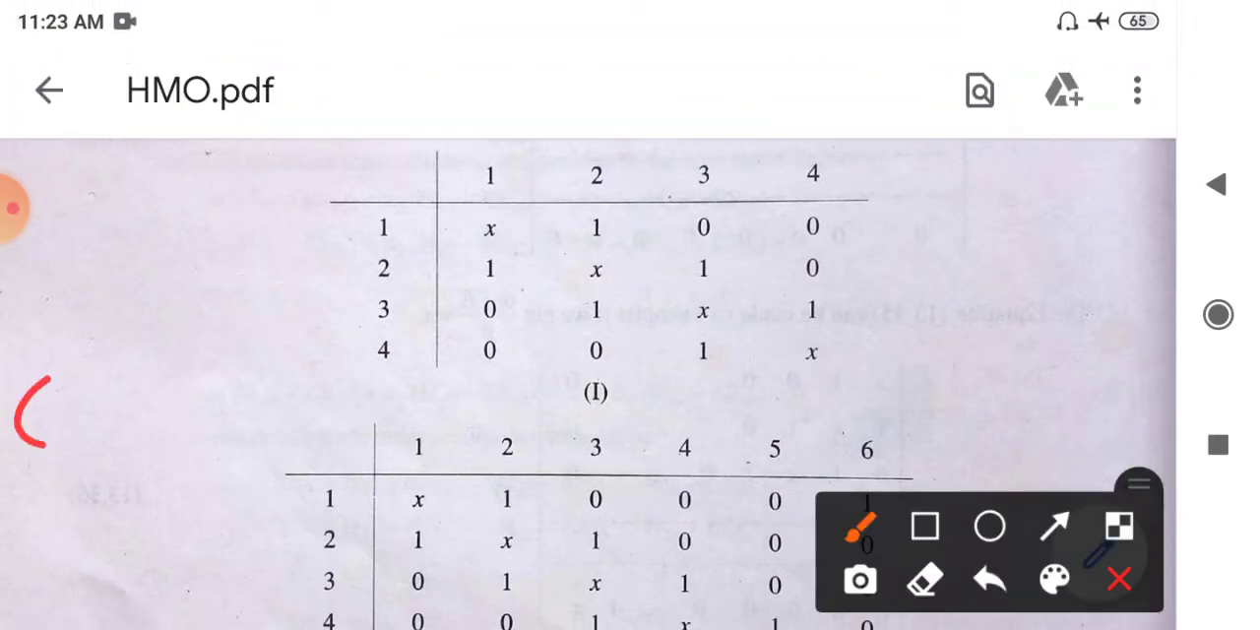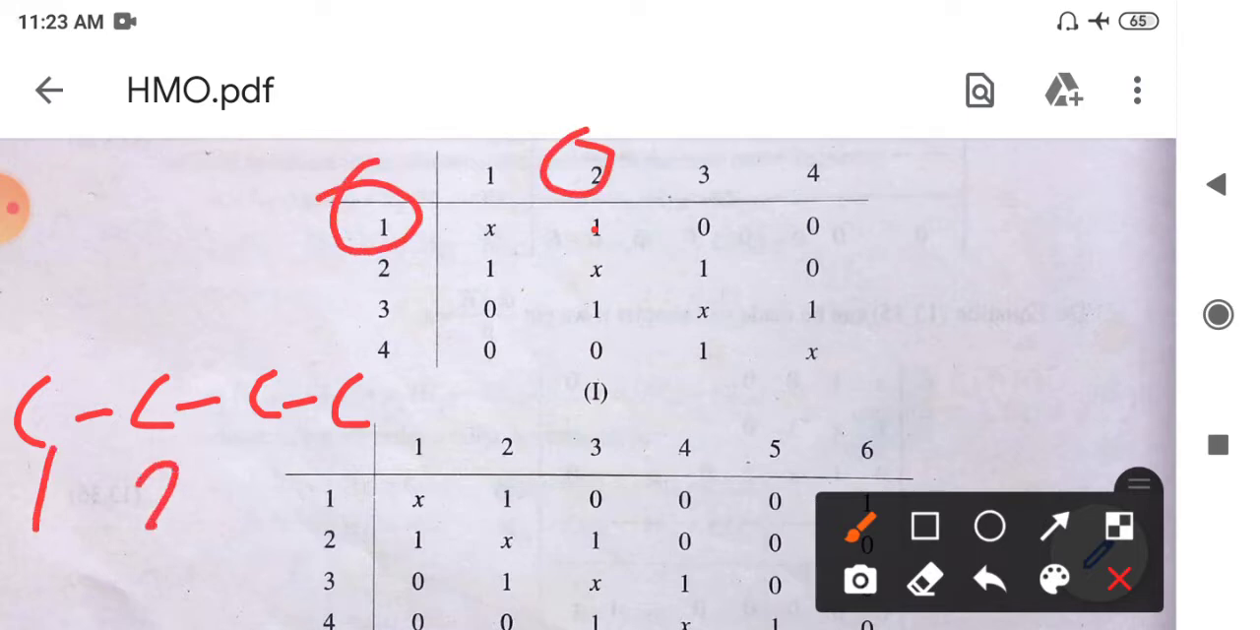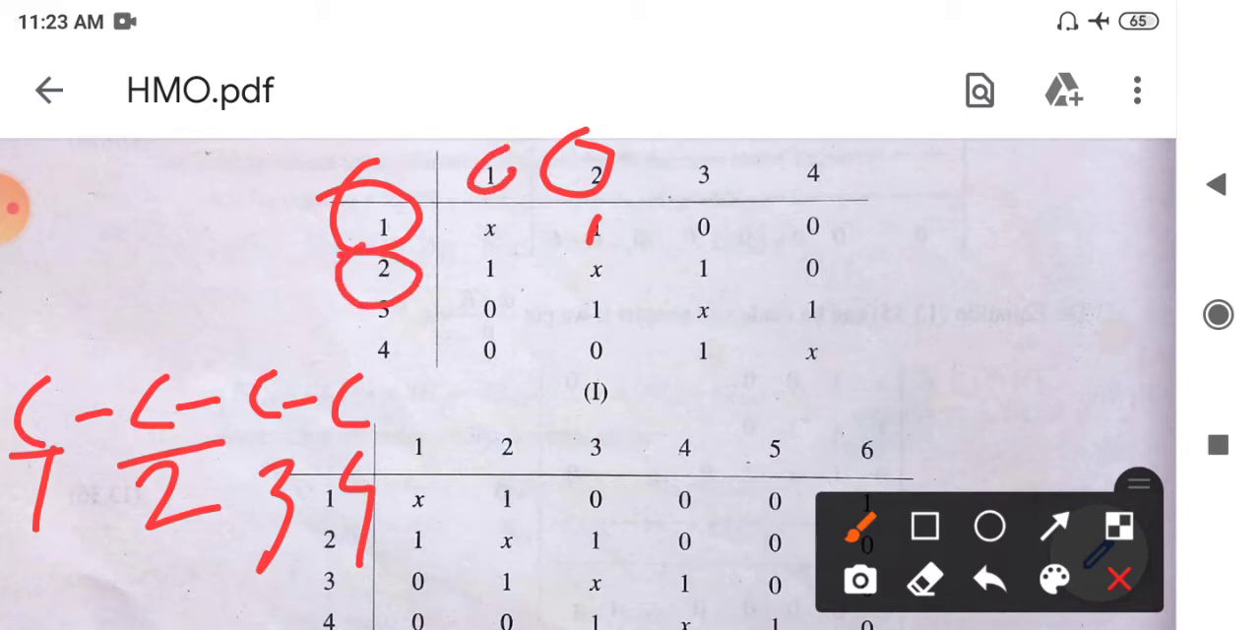Now this butadiene has 4 carbon atoms which are linear in nature. Now this term is 1. Why is it so? Because the second carbon atom and the first carbon atom are directly attached, so here we will get the value 1. Again, this first carbon atom and the second carbon atom are also attached, so here also we get the value of 1. Now, are 1 and 3 attached directly or not? No, they are not directly attached, so this comes out to be 0 and this comes out to be 0.